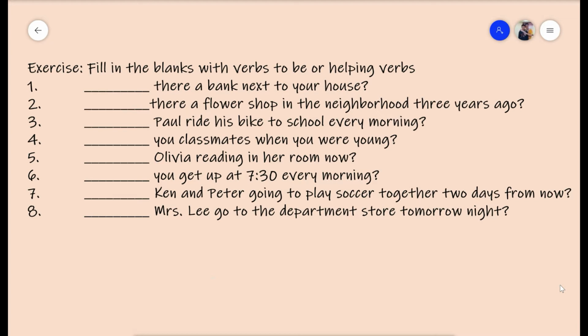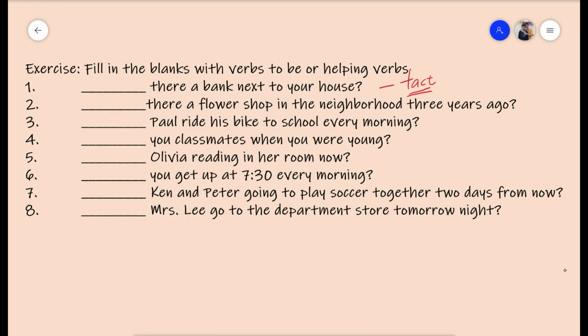So let's do number 1. There's a bank next to your house. There's no time marker in this particular sentence, but we know the sentence is about something that is true. So this is a fact. Now for a fact, we use the present simple tense, and we know that in the present simple tense there are 3 verbs to be. The 3 verbs to be in the present simple tense are is, am, and are. Which one can be used with a bank? Of course, it's this one over here. So the answer is there a bank next to your house?